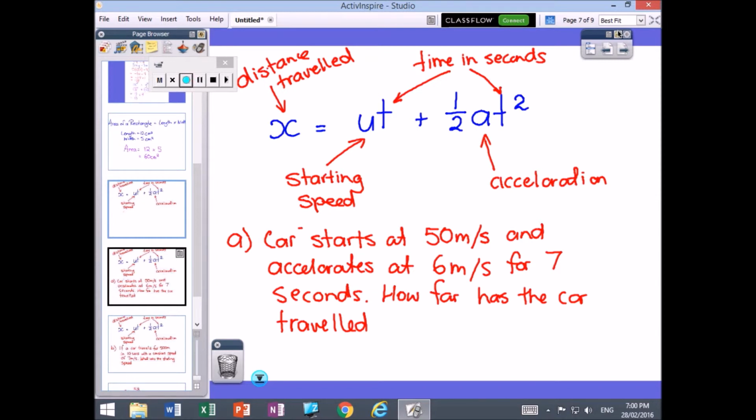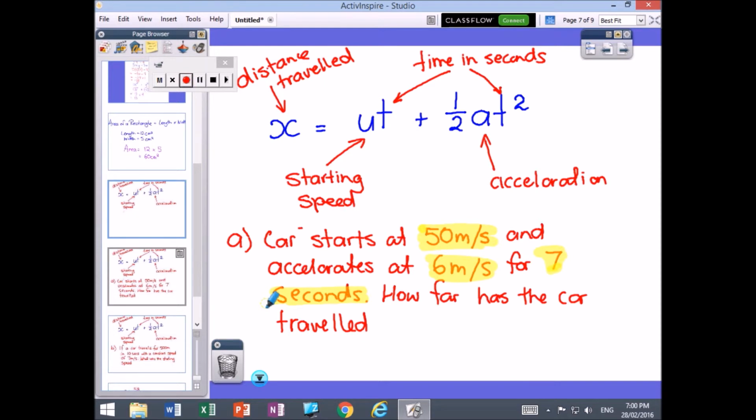at 50 meters a second. So it's traveling at 50 meters a second. So I'm going to highlight. And accelerates at 6 meters a second for 7 seconds. How far has the car traveled?